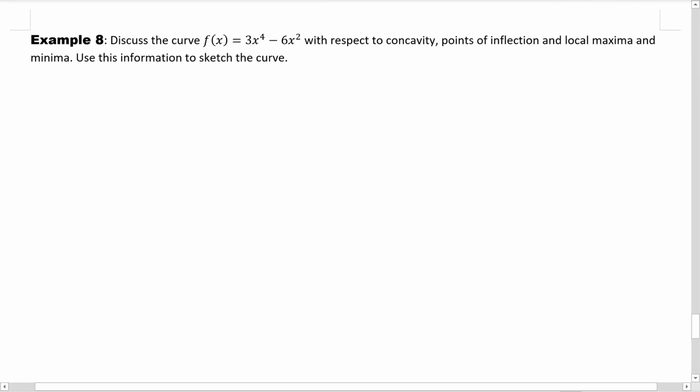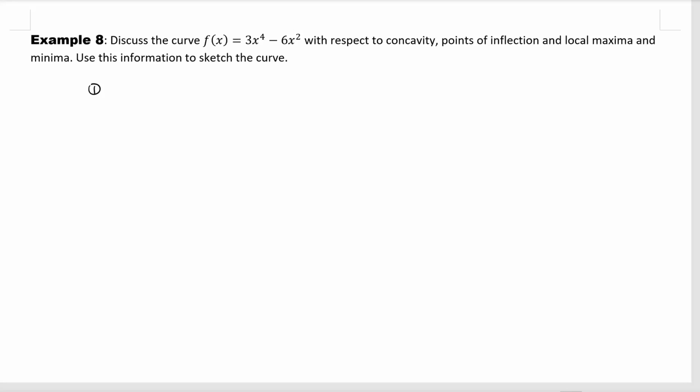Example 8. Discuss the curve. Same thing with respect to concavity, points of inflection, local maxima, minima, and sketch the curve. Okay, please pause the video here and try to work on this problem first. Okay, you done? All right, let's follow the steps.